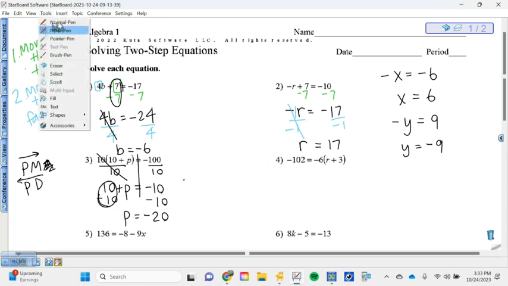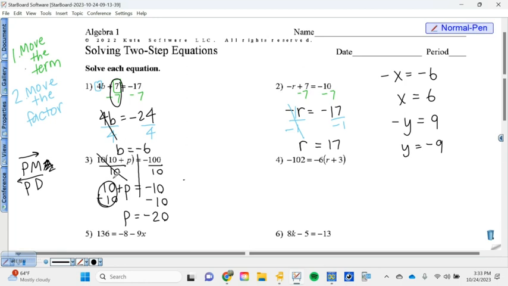Okay, I'm going to erase that because we don't really need that right now. And I want you to try number 4. It's just like number 3.